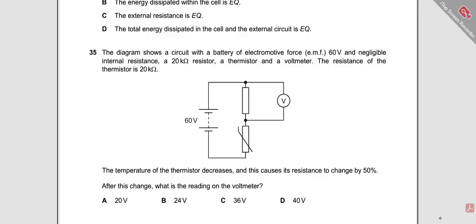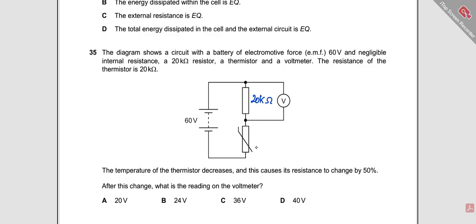Now we have another question from this same topic. It says the diagram shows a circuit with a battery of electromotive force 60 volts and a negligible internal resistance. That means in this case the EMF itself would be the terminal voltage, right? And a 20 kilo ohm resistor. This right here is a fixed resistor having value 20 kilo ohms, and a thermistor.